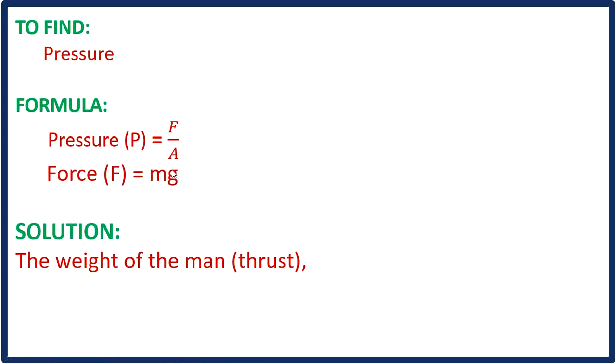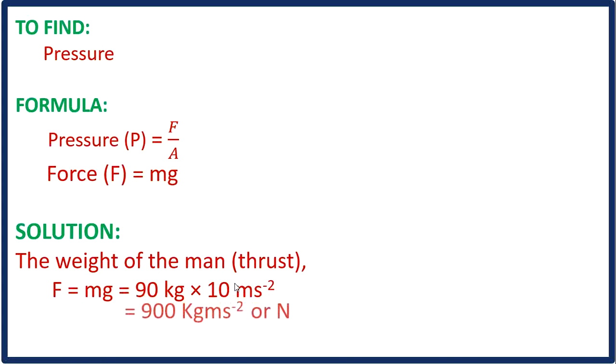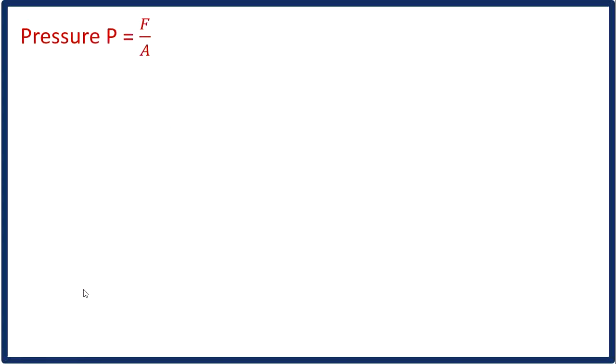Solution. The weight of the man, thrust, force is equal to mg. The value for mass is 90 kg and acceleration due to gravity is 10 m s^-2. When we multiply 90 and 10, we get 900 kg m s^-2 or Newton. The unit equal to Newton is kilogram m s^-2. So, the value for force is 900 kg m s^-2 or Newton.